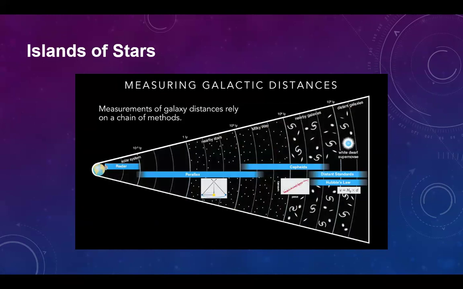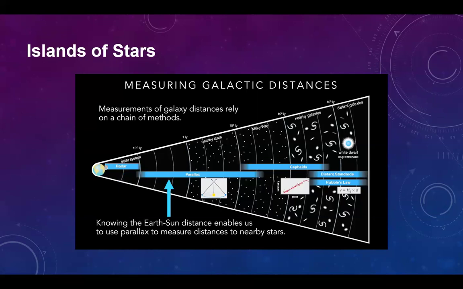Determining the distances of galaxies is a challenging task that relies on a chain of methods shown in this schematic diagram. Notice that each arc represents a distance 10 times as far as the prior one, and labels along the top show some of those distances. The chain begins with radar measurements of the distances to other planets in our solar system. Applying a little geometry to those measurements accurately tells us the Earth-Sun distance. Once we have an accurate Earth-Sun distance, we can use parallax to make accurate distance measurements for relatively nearby stars.